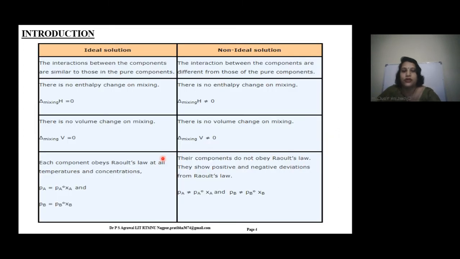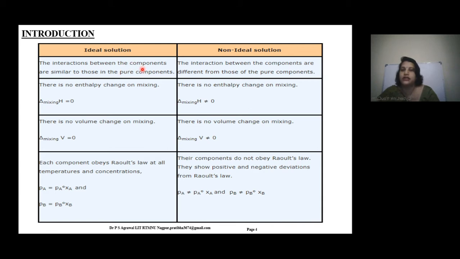Now, first of all, we will see what is ideal and non-ideal solution. Ideal solution we have studied in Unit 3, where we have seen that delta H of mixing is 0 for ideal solution. That means for non-ideal solution it must not be 0. We have seen in Unit 3 that volume of mixing is 0 for ideal solution and it is not for non-ideal solution. Interaction between the components, that is A-A, B-B, A-B.